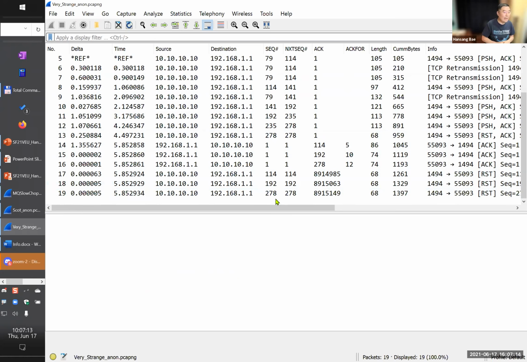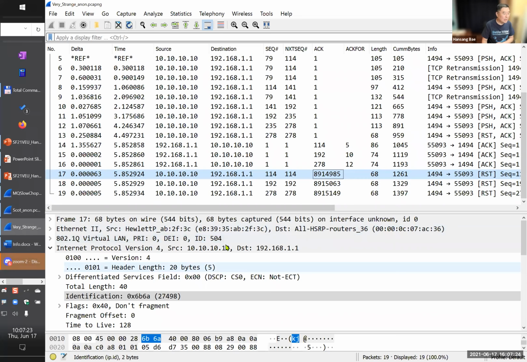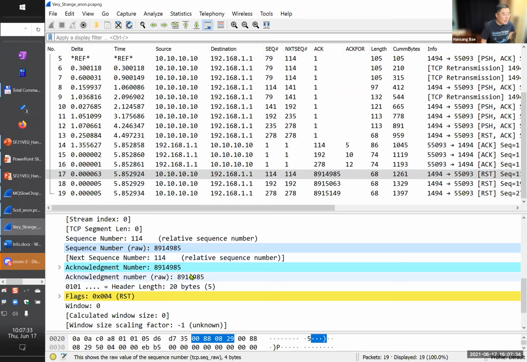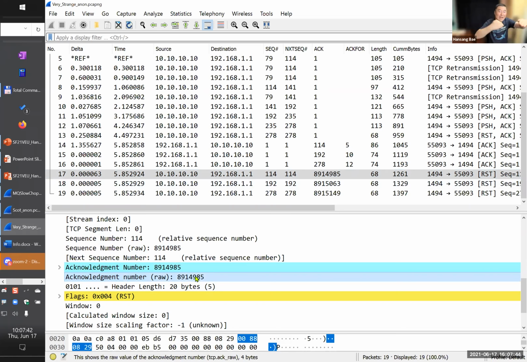Now, this acknowledgement number here going wonky is an artifact of anonymization, because if you look at this packet, my sequence number is 8914985. The acknowledgement number is 8914985. Well, is it possible that my sequence number matches exactly what I'm supposed to be acknowledging to the other side? Yeah. It could happen, but not likely. And so this is just the packet getting a little bit corrupted during anonymization, or the packet just got mangled along the way, but I think it's more due to anonymization. Does that make sense? Okay.